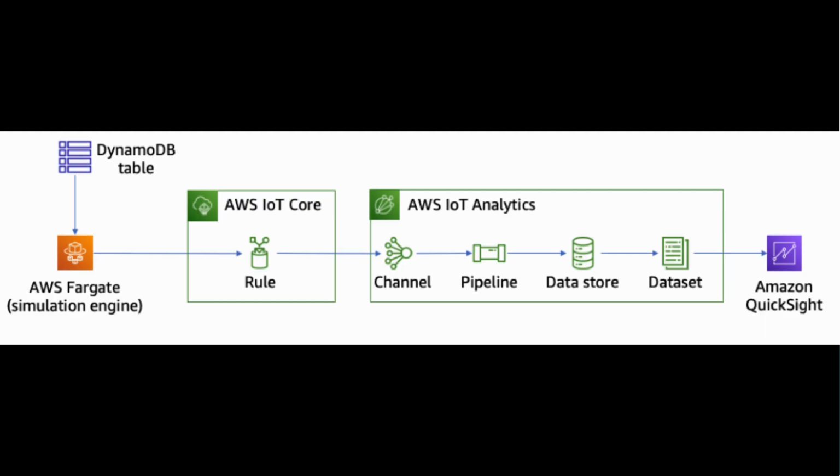The stack will create a device simulator that uses Amazon DynamoDB and an Amazon Elastic Container Service, or Amazon ECS, cluster, managed by AWS Fargate. Then I'll create resources in AWS IoT Core and AWS IoT Analytics to capture the device information and store it in a dataset. Finally, I'll show you how to create a QuickSight account and create an interactive chart to gain insights from the dataset. Okay, let's get started.